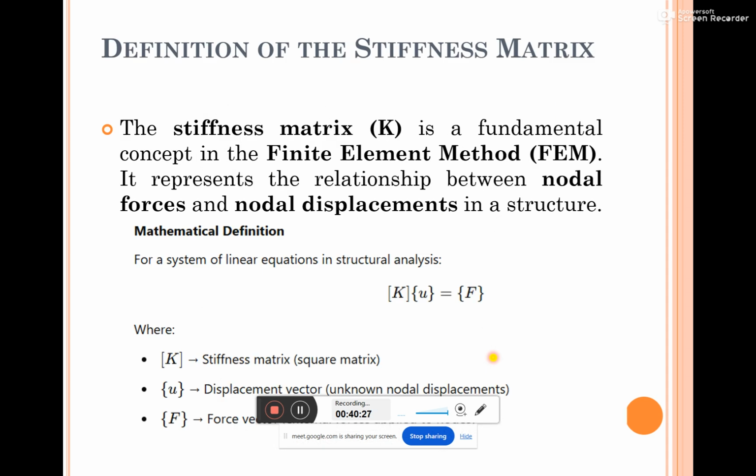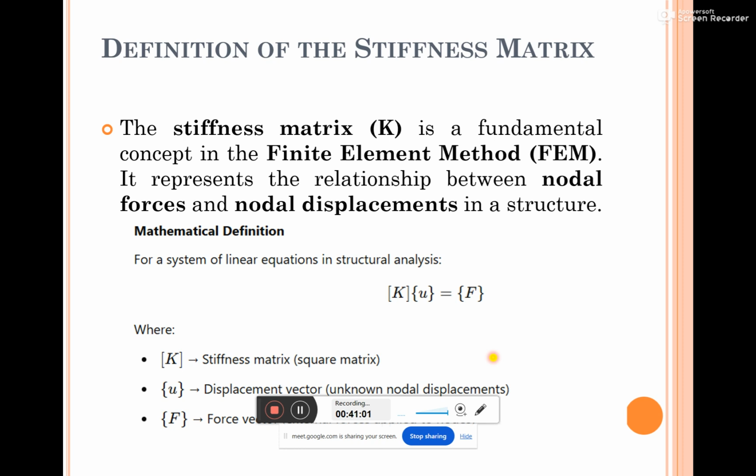One of the important things required in structural analysis related problems is the stiffness matrix. In mainly structural problems, the stiffness matrix plays a major role. The stiffness matrix is represented with the symbol K. In the FEM concept, it represents the relationship between the nodal forces and nodal displacements.